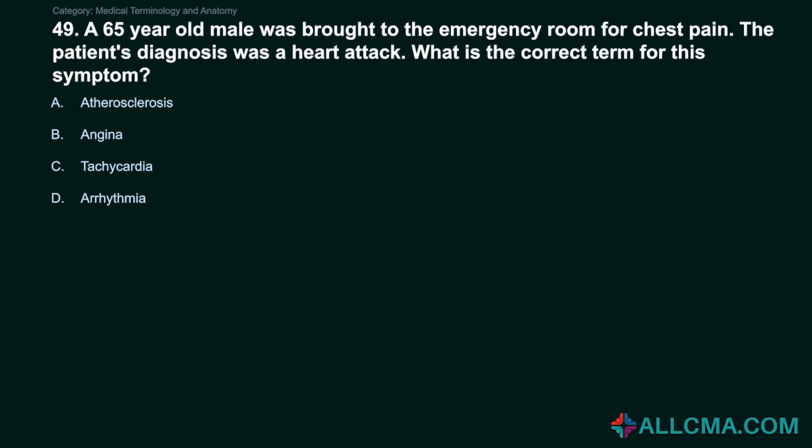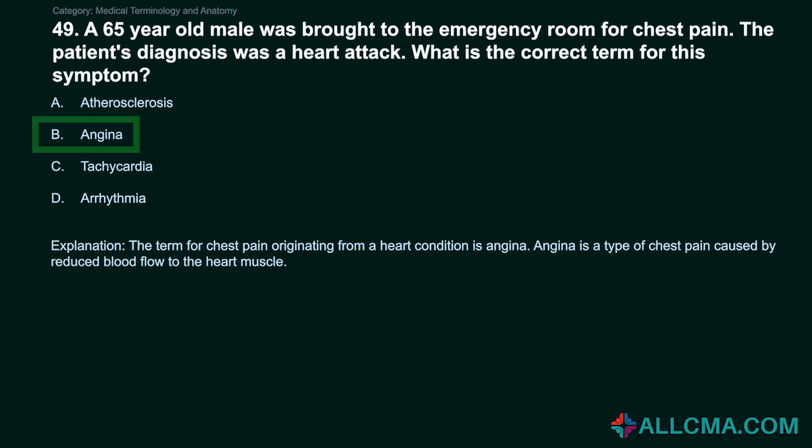49. A 65-year-old male was brought to the emergency room for chest pain. The patient's diagnosis was a heart attack. What is the correct term for this symptom? A. Atherosclerosis. B. Angina. C. Tachycardia. D. Arrhythmia. Correct answer, B. Angina. The term for chest pain originating from a heart condition is angina. Angina is a type of chest pain caused by reduced blood flow to the heart muscle.